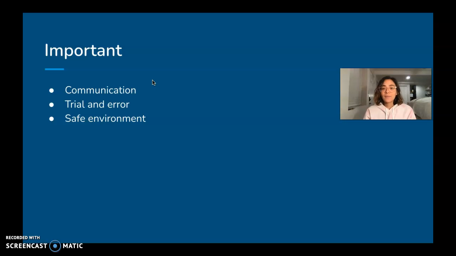It's a safe environment. I want to make sure all of my students feel safe in order to express how they feel, in order to express their ideas, and just make sure that they'll feel safe enough to grow in the classroom.